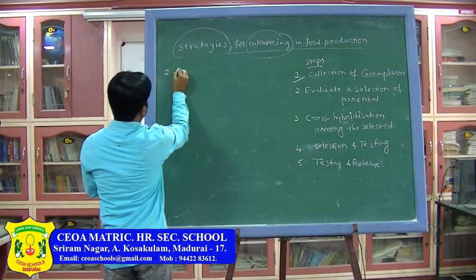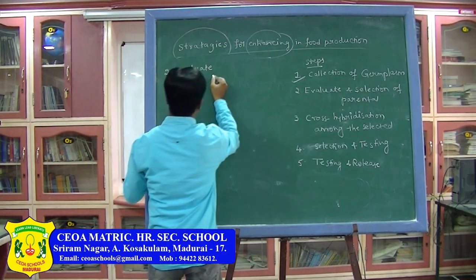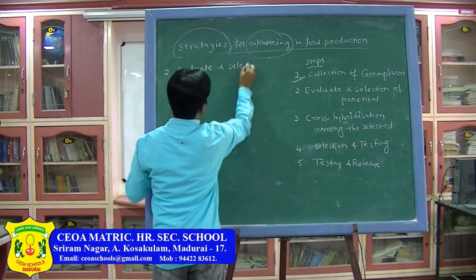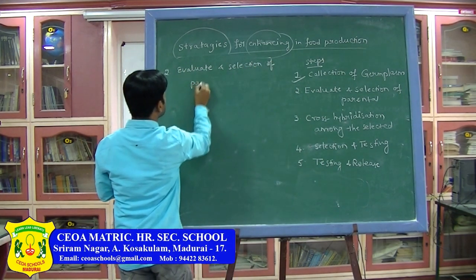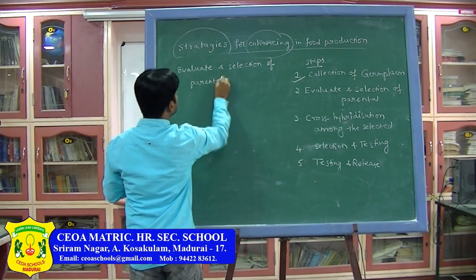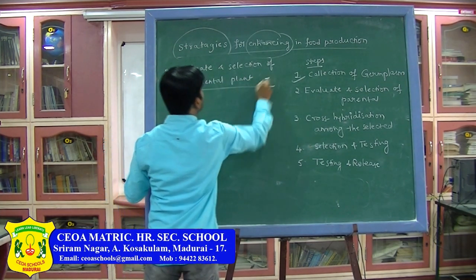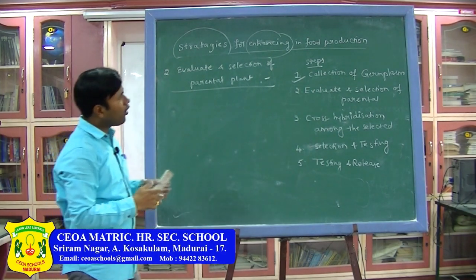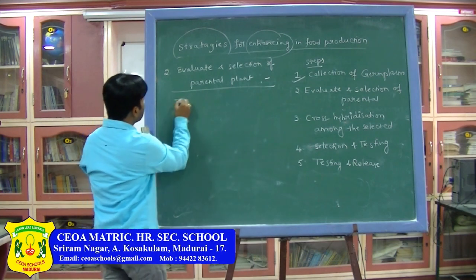So, second one: evaluate and selection. Selection of parental plant. Okay. So now what do we have? We have a desired germplasm. So now what are we doing?